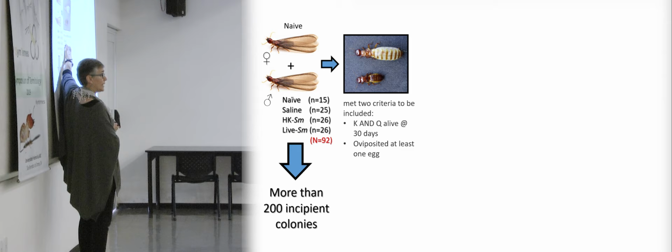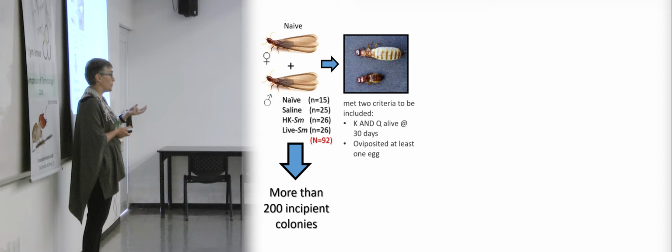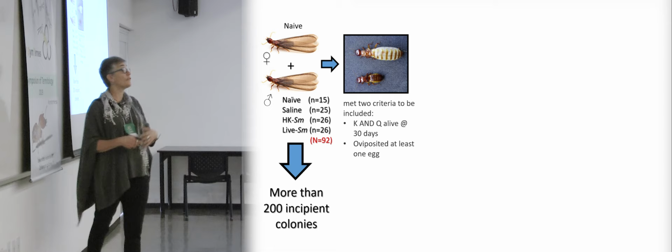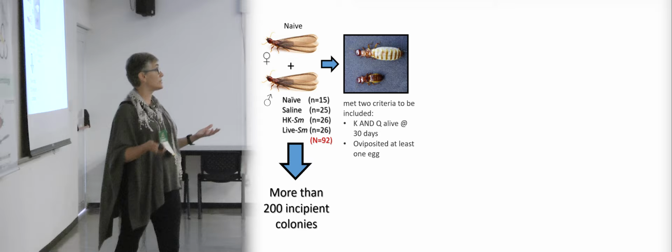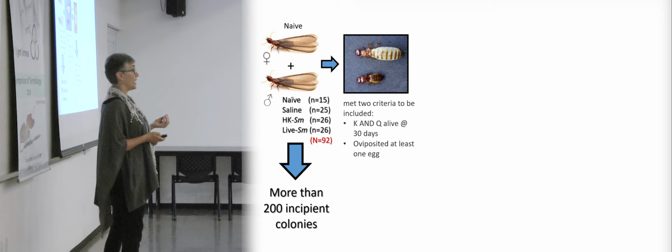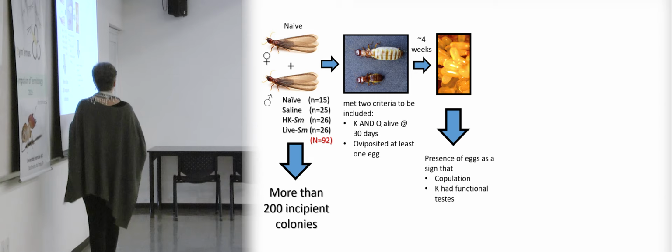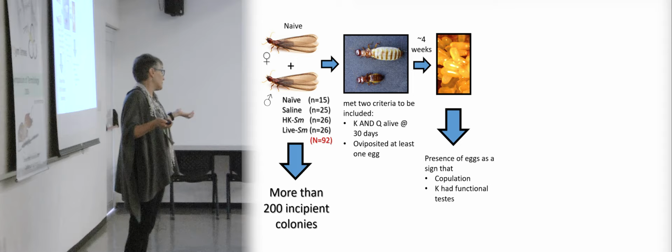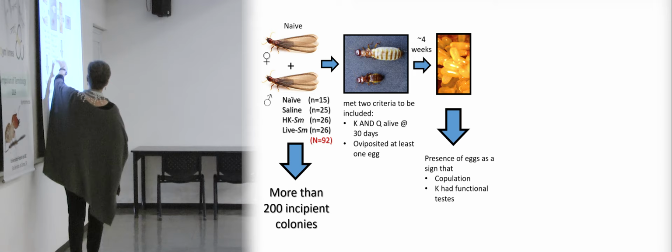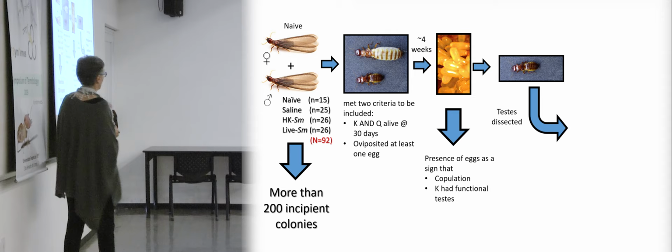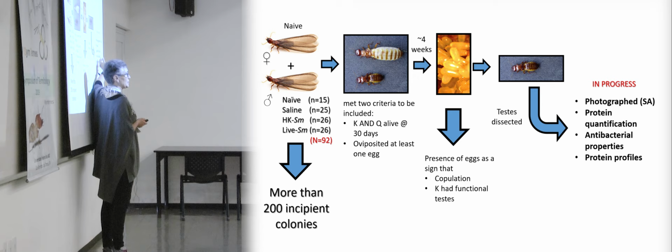The reason is, number one, we want both male and female because the social interactions between male and female are known to be important in the development of the gonads. So females in the presence of a male will have bigger gonads, and vice versa for the males. And if you have an egg, that is a clue that the male has copulated with a female and that the male probably has functional testes. That's the criteria we decided to use. If you survive with a female and you had eggs, then we took the males, sacrificed them, and got the testes. All of this is still in progress, and we're just optimizing this research.